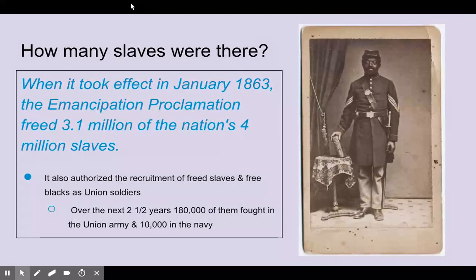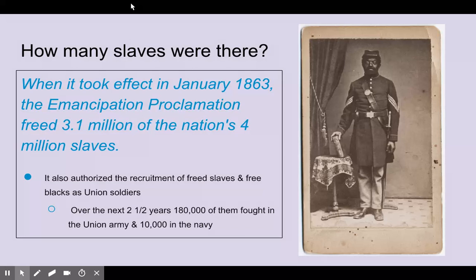How many slaves were there? When it did come into effect, there were 3.1 million slaves in this area. There were 4 million total. So that's how many, like I said, they didn't really get freed overnight, but technically that's how many would be freed. It also authorized the recruitment of freed slaves and freed blacks as Union soldiers.